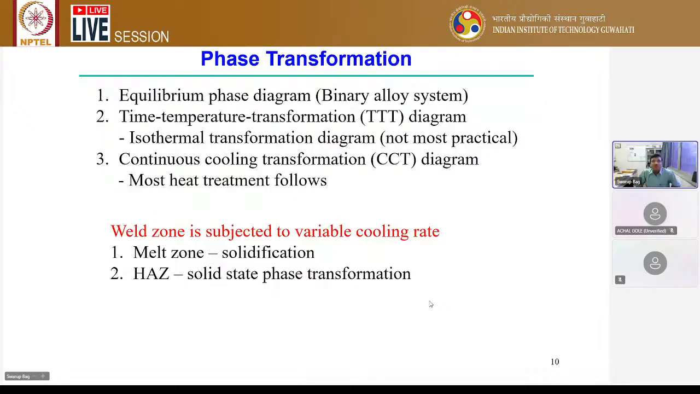Now, in practice, the weld zone is actually subjected to a variable cooling rate, not one. In different zones, that cooling rate can vary also. So that is one important thing. With variable cooling rate, different structures, different phases, or mixtures might form. The melt zone is basically associated with solidification of the molten zone, but the heat affected zone is mainly associated with solid state phase transformation. That information we will be able to get.